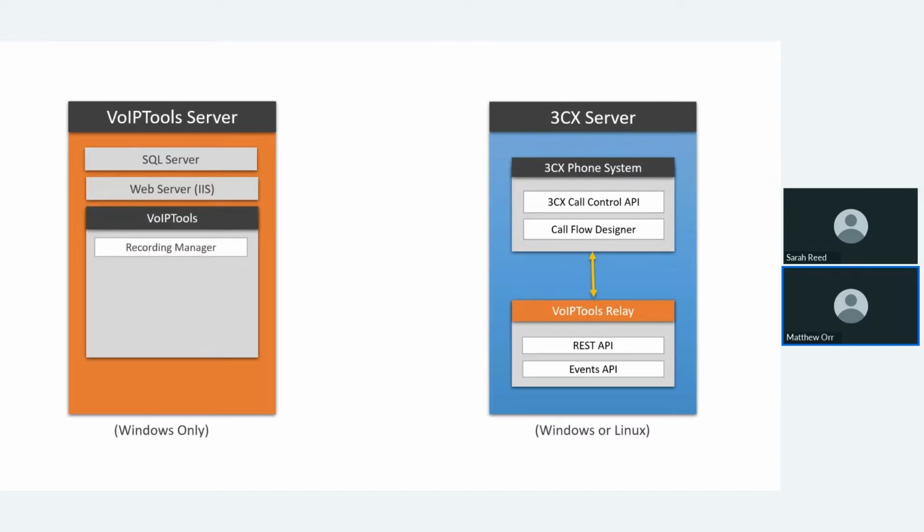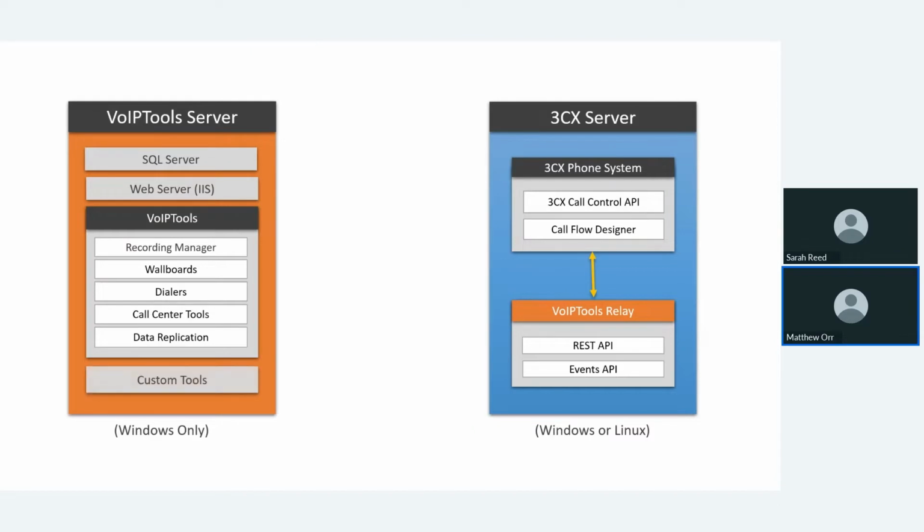Then we'll install our actual tools directly on this server, so this is Voicemail Manager, Wallboards, and other tools. And if we've created any custom development tools for you or your customers, those would be installed there too. The goal here is to minimize what's installed on the 3CX server and to move all of the processing and databases onto a separate server so that we don't impact the 3CX server in any way. So how do these 2 servers talk together?